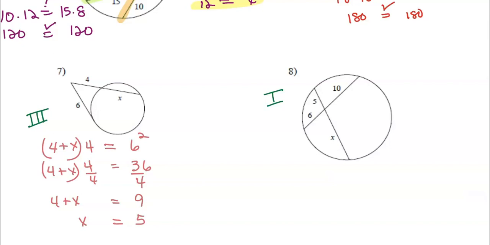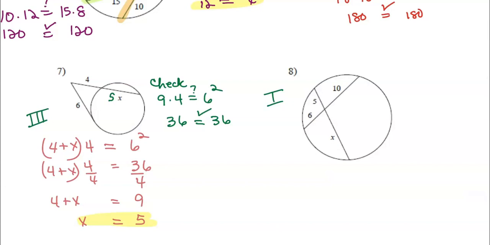Okay, that's my answer. Now let's do our check. I'm going to plug in that 5, and I'm going to say the entire secant, which is 5 plus 4, is 9, times its exterior piece has to equal the tangent squared. And I'm not sure if this is true until I do the math. This is indeed equal to 36, and my answer checks.